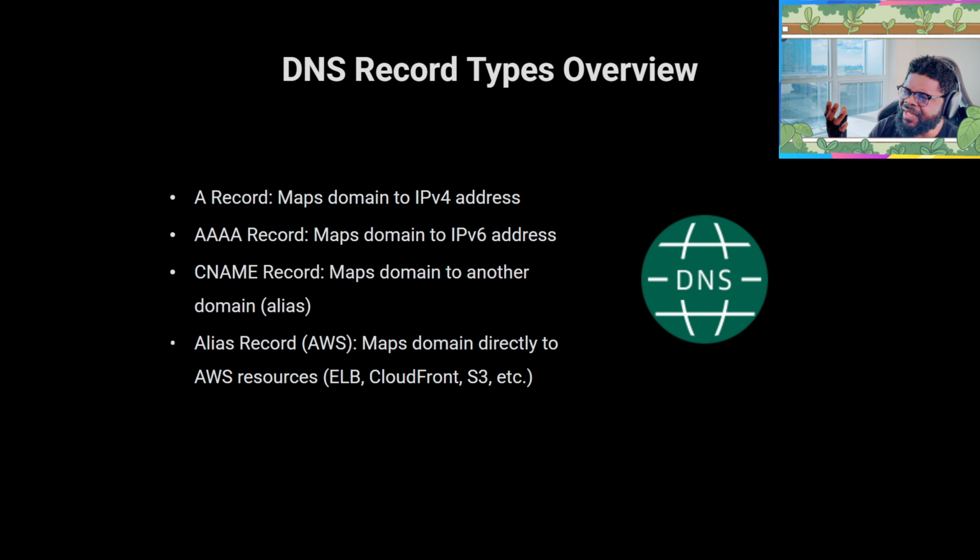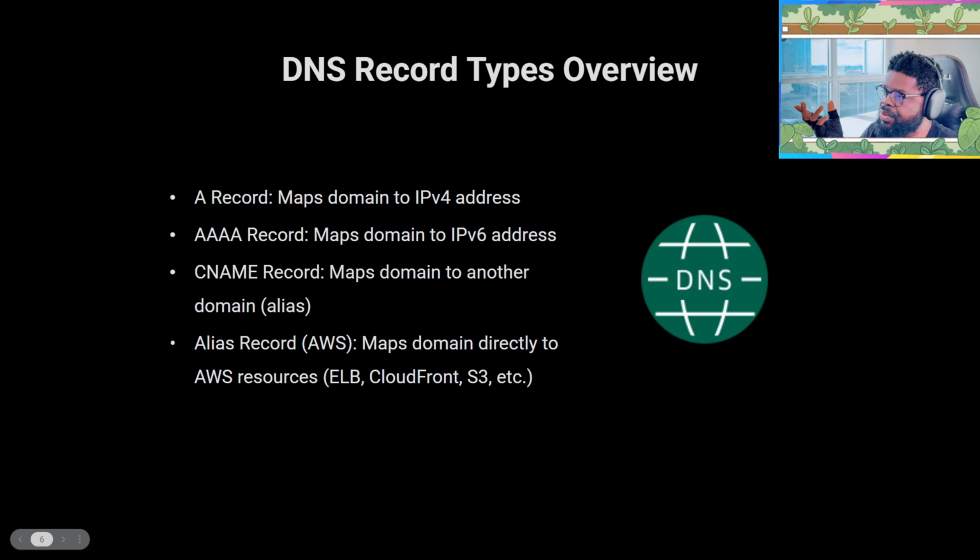Okay, there's really an A record. An A record basically maps to an IPv4 address. Okay, AAAA maps to IPv6, and we'll see them in an example. A CNAME record will map one DNS name, like one domain name, to another domain. So domain to domain is CNAME. AAAA is for IPv6, and A goes directly to an IPv4 address. And then we'll see what Alias is. Alias is unique to AWS.